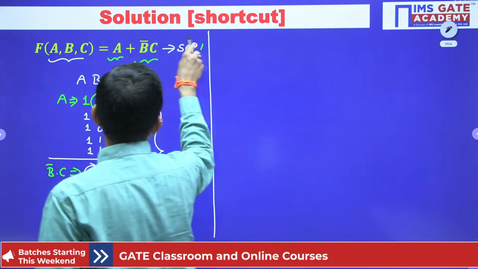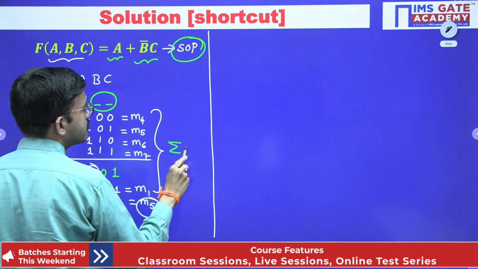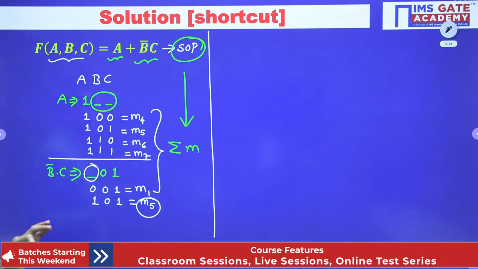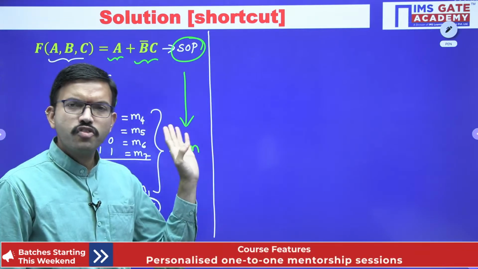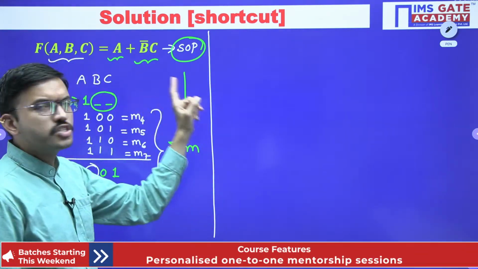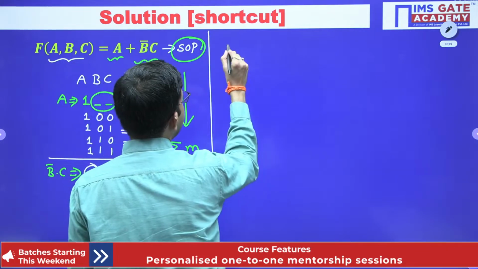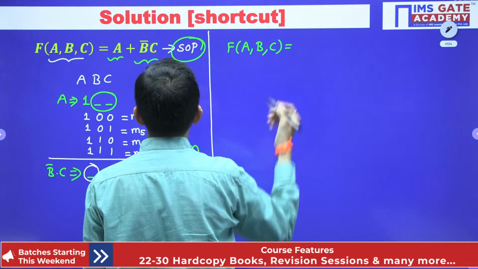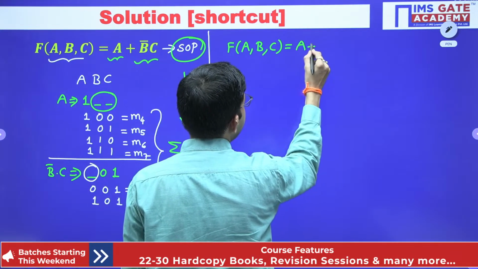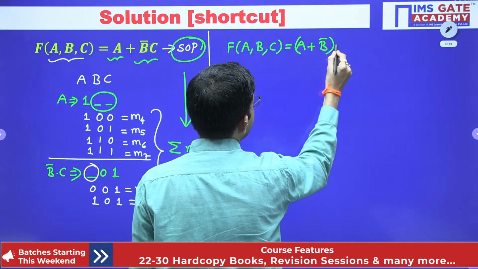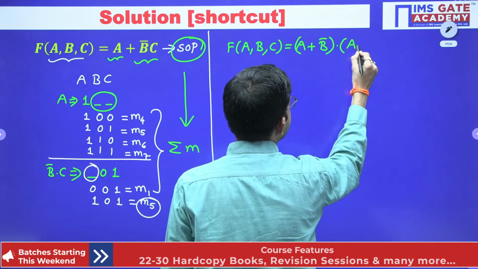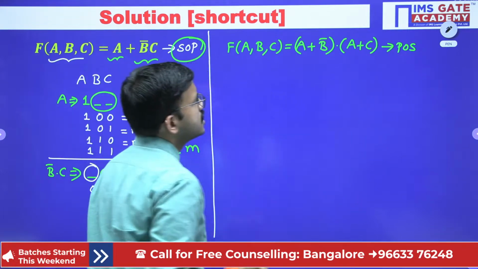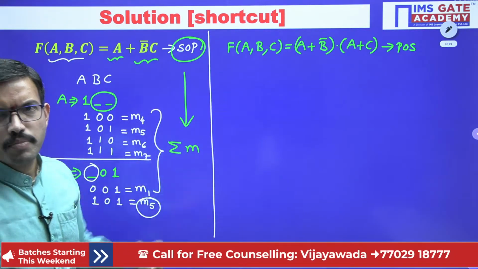If you have SOP, you can get sigma m directly. Similarly, if you are supposed to find pi capital M, try to arrange the given function in POS. Regarding this one, we already discussed it. We already converted the given function into POS by using the distributive law. So here, (a plus b bar) into (a plus c) is the POS form. Now, since you have POS, we can get pi capital M directly.